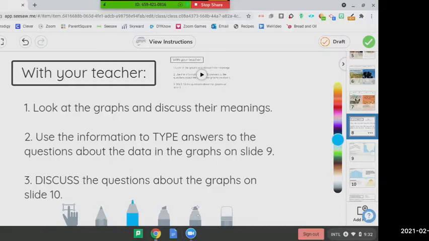This says, with your teacher, look at the graphs and discuss their meanings. Use the information to type answers to the questions about the data on slide 9. Discuss the questions about the graphs on slide 10.